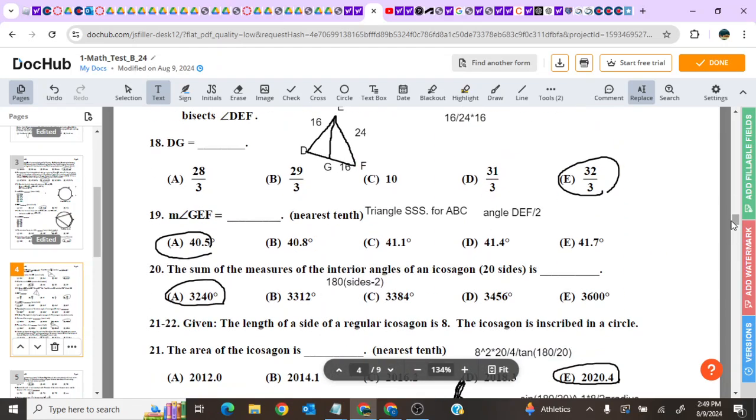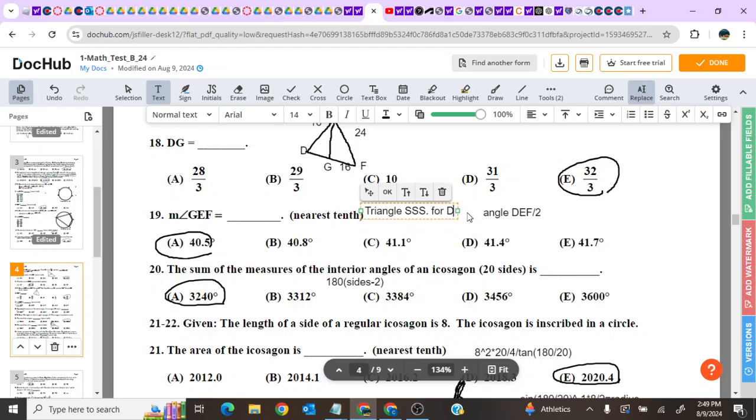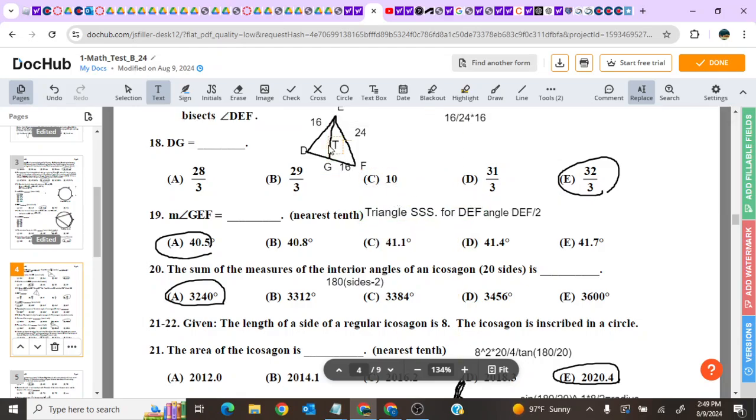Measurement of GEF is what? Well, now that you have DG, you can use our SSS program, putting in DF this time. Why did I put ABC? No, it's DEF, sorry. Triangle SSS for DEF, put in all the sides. Get the angle for DEF and then divide it by 2 because it was bisected.